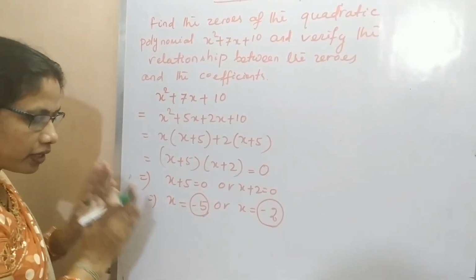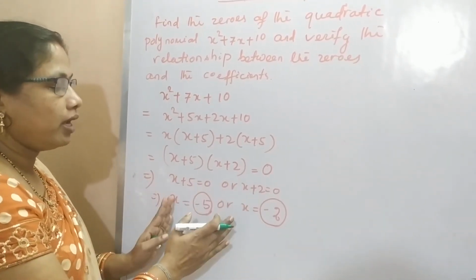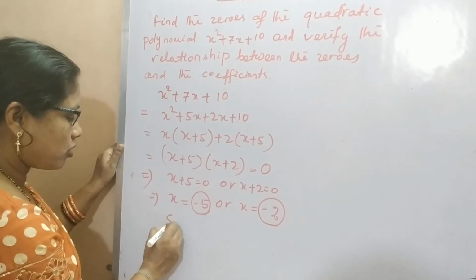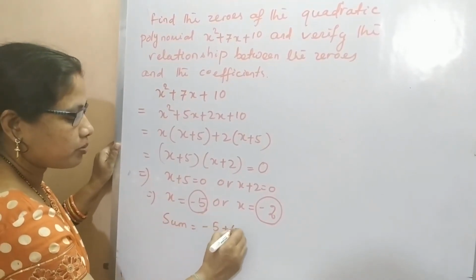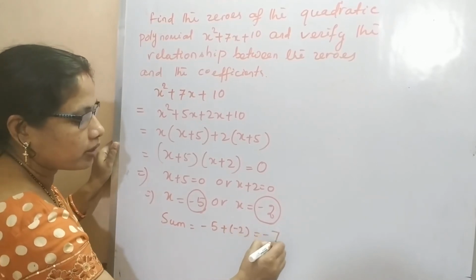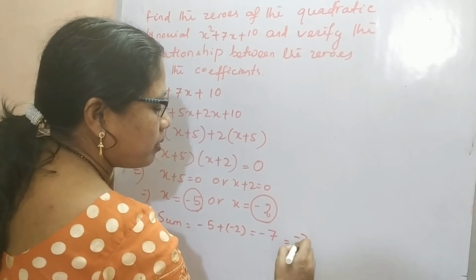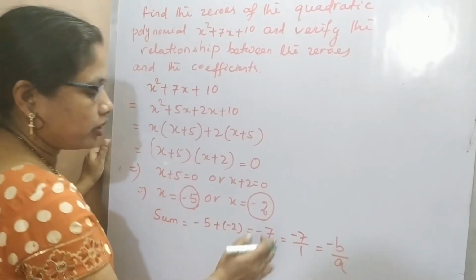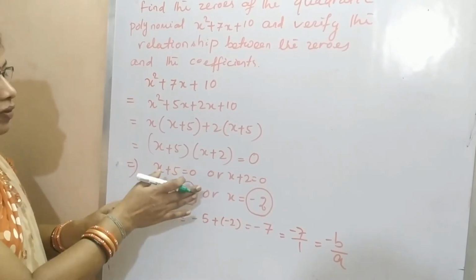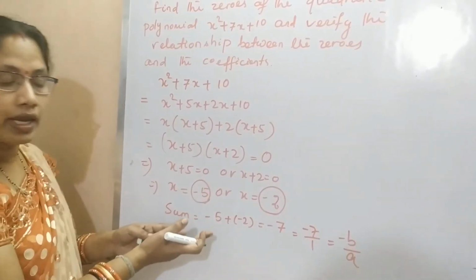We have to verify whether their sum is minus b by a or not. So what is the sum? Sum is equal to minus 5 plus minus 2, which is equal to minus 7. So that is equal to minus 7 by 1. So this is equal to minus b by a. So it is verified. Then we have to verify whether the product is equal to c by a or not.